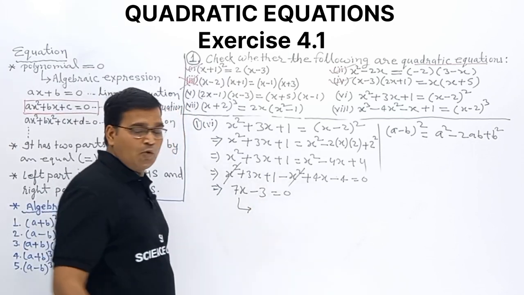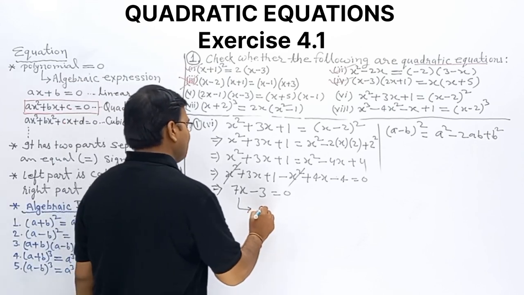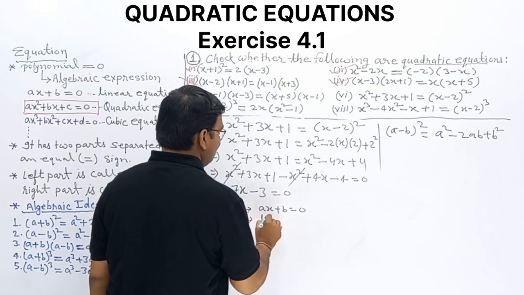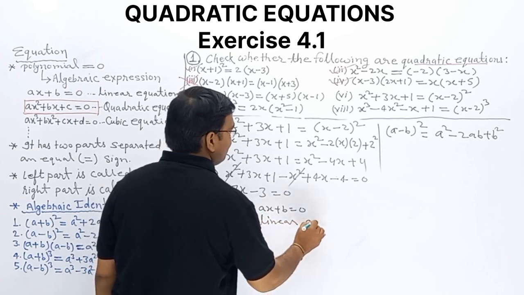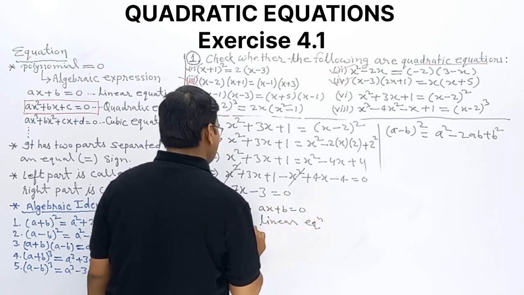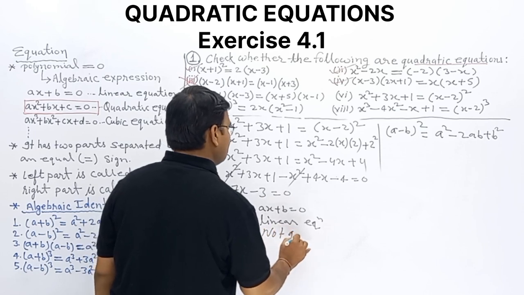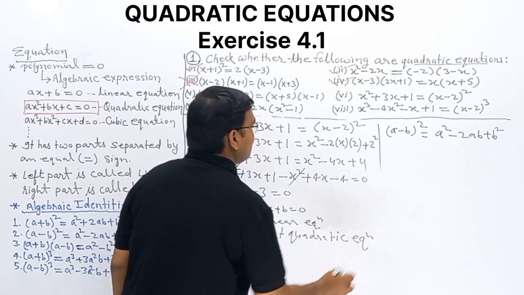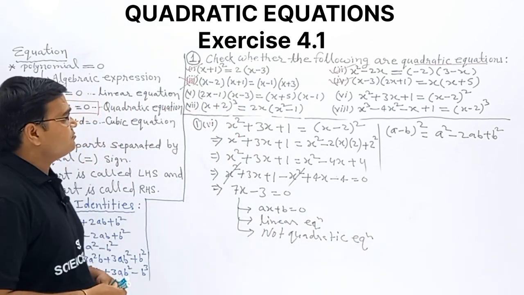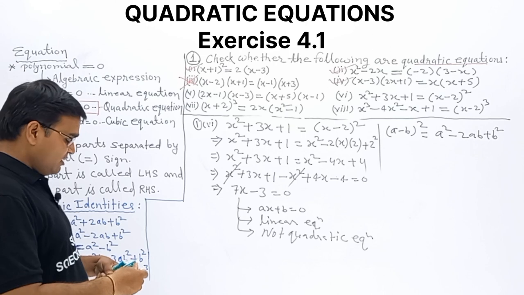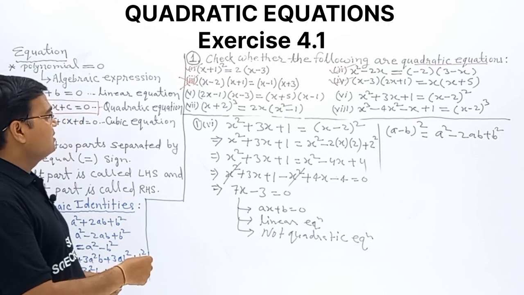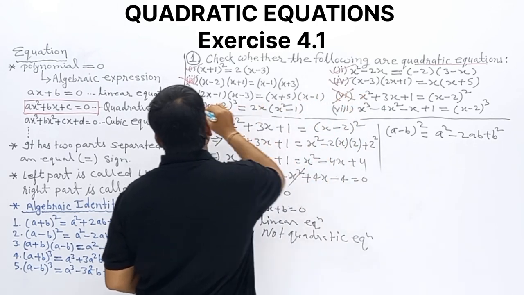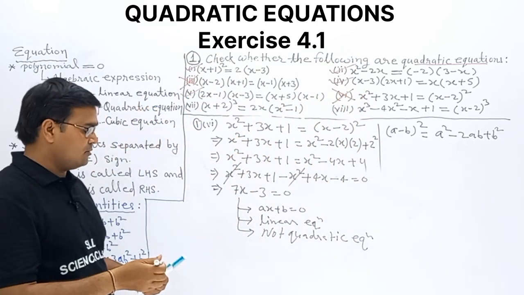It is in the form of what? Linear equation, ax plus b equal to 0. This is the linear equation, not a quadratic equation. So question number 6 we solved. And this one is not a quadratic, it is a linear. This one is a quadratic equation.